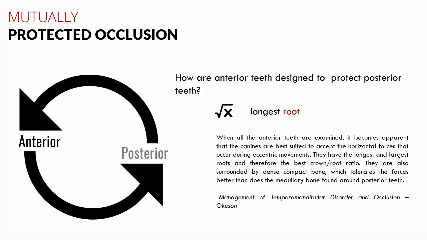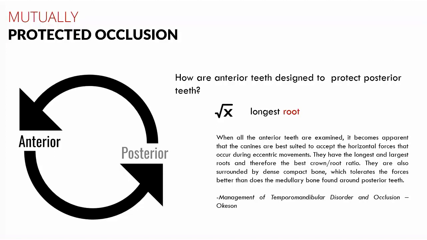So when all the anterior teeth are examined, it becomes apparent that the canines are best suited to accept horizontal forces that occur during eccentric movements. So eccentric, you can also think, here's the thing about dentistry, we can't stick to consistent terms. We have all these terms that kind of mean the same thing. So what else have you heard? Eccentric, lateral, excursive, they all represent kind of the same thing, okay? So if you come across this, it means just a movement away from this MIP position. Okay, let's get back into it.